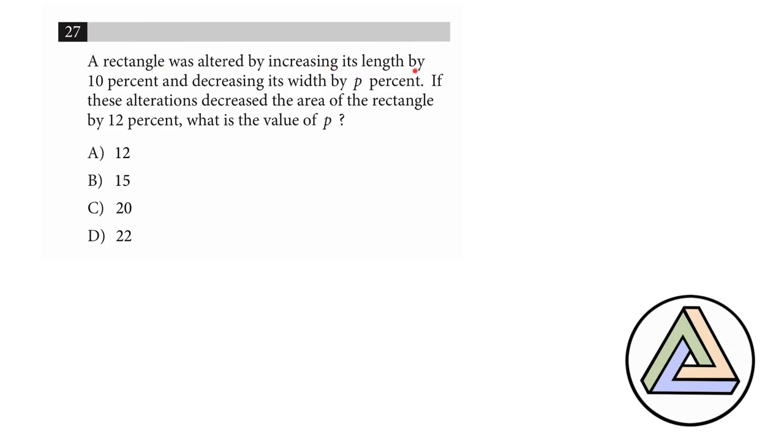The rectangle was altered by increasing its length by 10% and decreasing its width by p%. If these alterations decrease the area of the rectangle by 12%, what was the value of p?